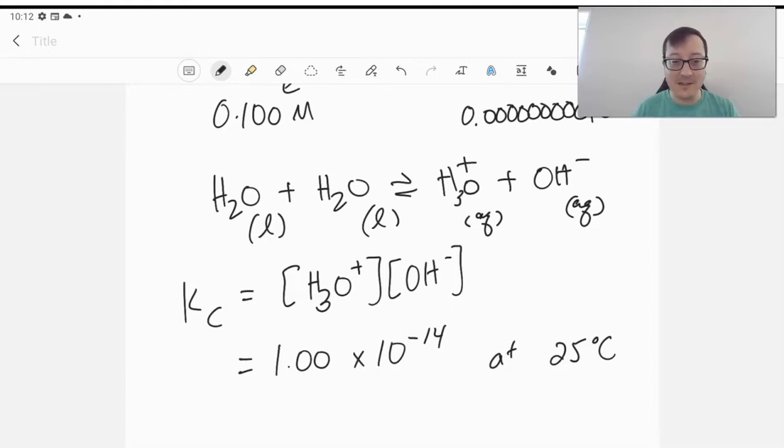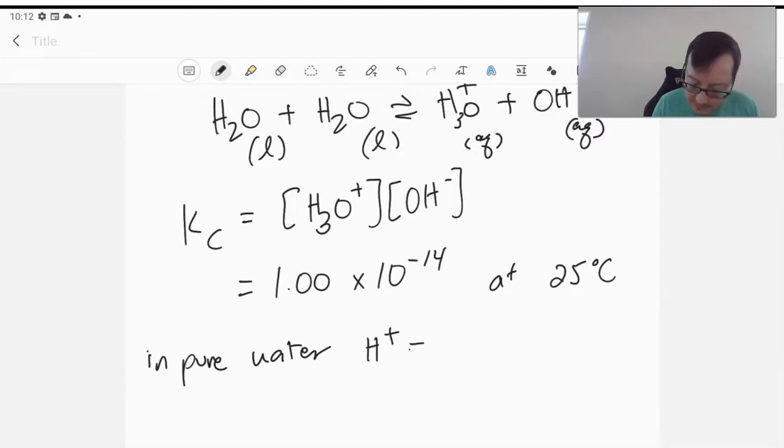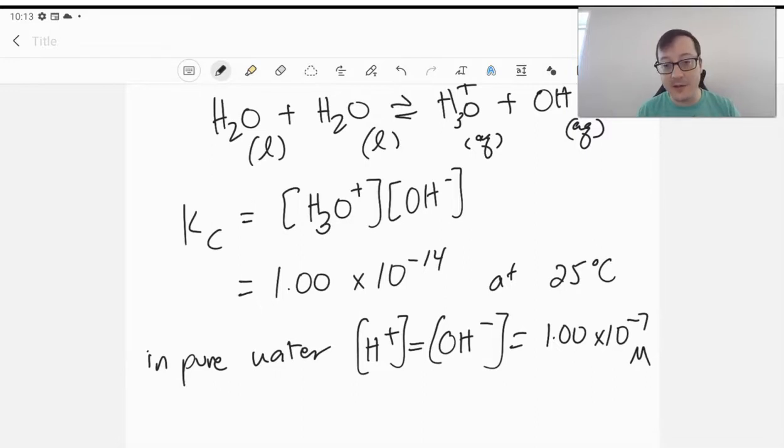So that means normally in pure water, with nothing else in the water, H plus is equal to OH minus. Remember, H plus and hydronium are the same thing, which will both be 1 times 10 to the negative 7. Remember, when we multiply things together, the exponents get added. So 10 to the negative 7 times 10 to the negative 7 is really 10 to the negative 14. So both of those are equal to 10 to the negative 7.